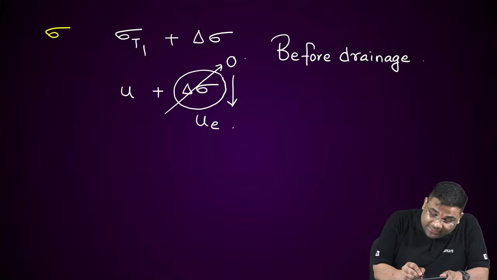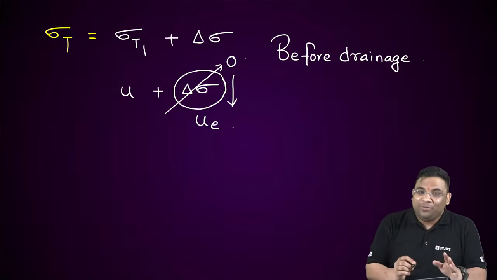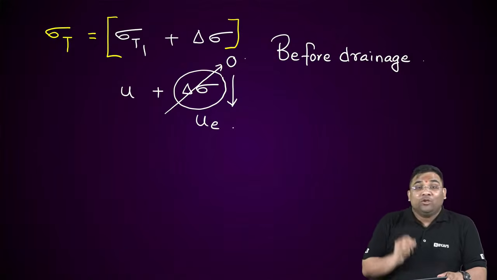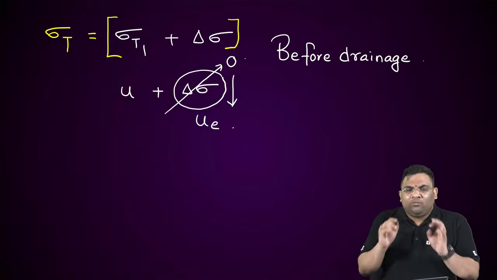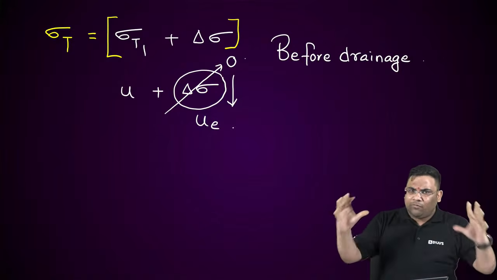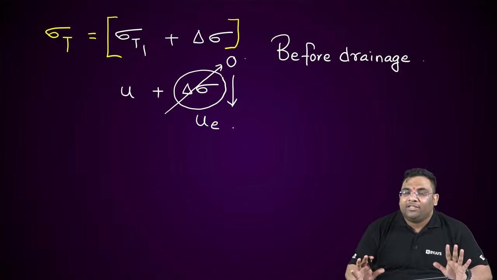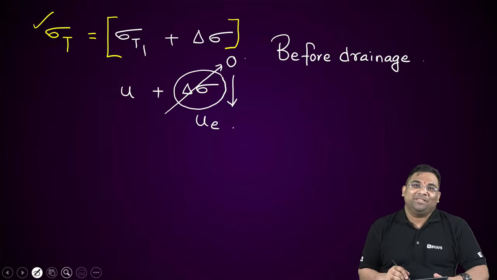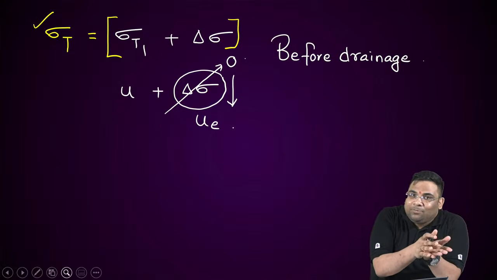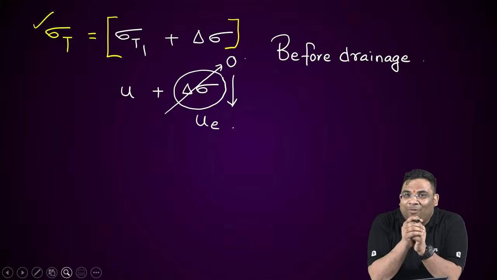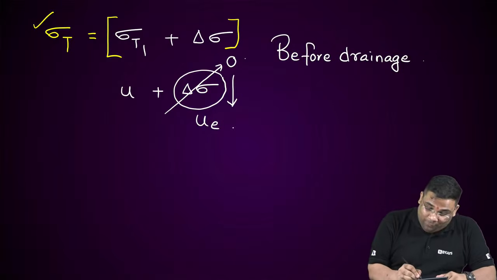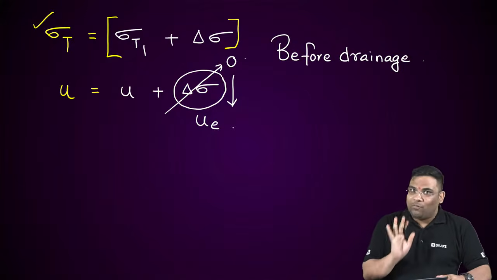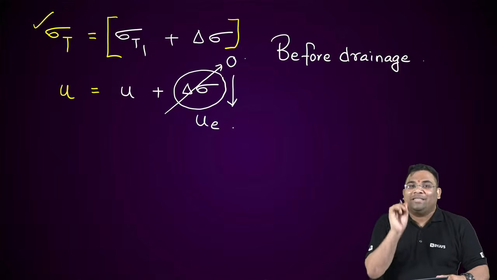So will the total stress change? No, the total stress doesn't change. It remained the same. So I can say a very important point: during the process of consolidation, the total stress doesn't change. Consolidation is draining out of water, right? There is just a transfer of additional stress from water to soil particles. Therefore, pore water pressure decreased, but total stress remained the same.